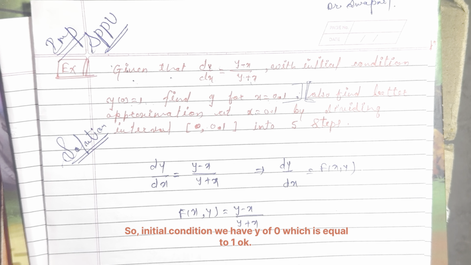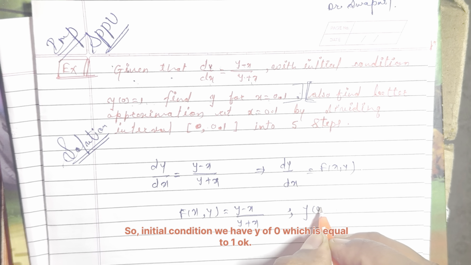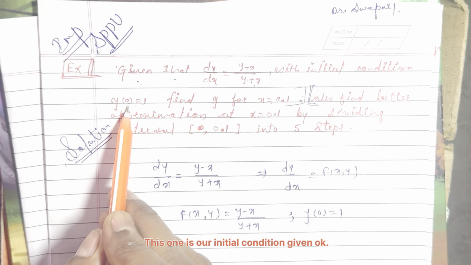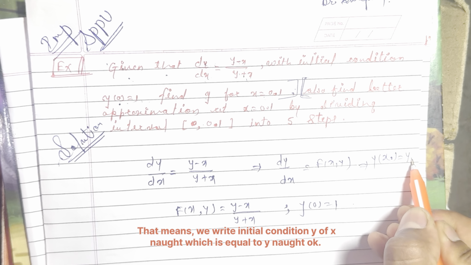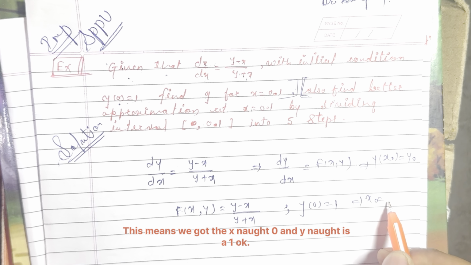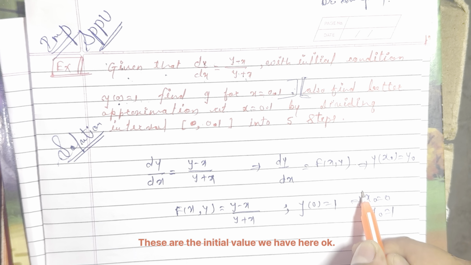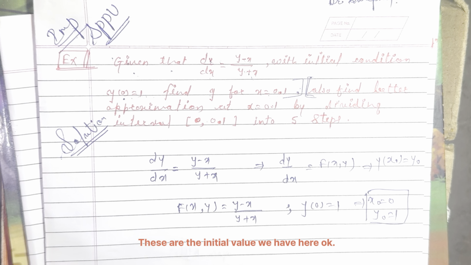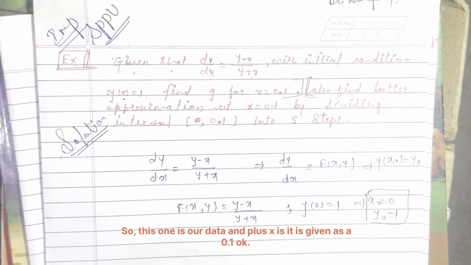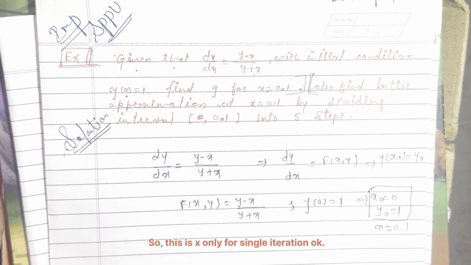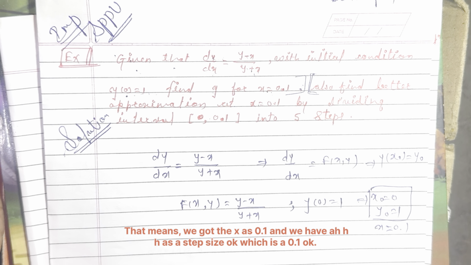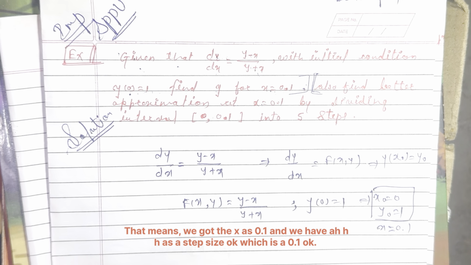The initial condition is y of 0 equals 1. That means we write the initial condition y of x naught equals y naught, so x naught is 0 and y naught is 1. These are the initial values. Also x is given as 0.1, only for a single iteration, so x is 0.1, and the step size h is 0.1.